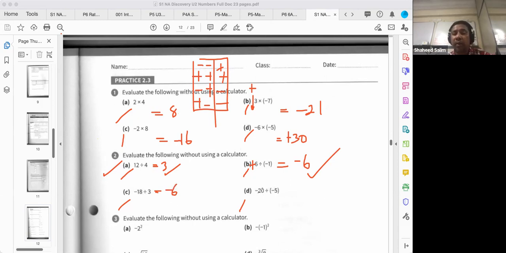Next one. 20 divided by 5. 20 divided by 5 is 4. And then you put minus and minus. Minus, minus gives us plus. Just leave it alone. Are you confused? Anyone confused or not? If you're confused, must tell me, okay?